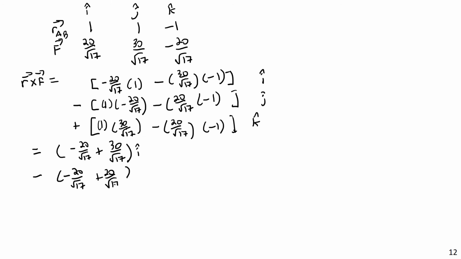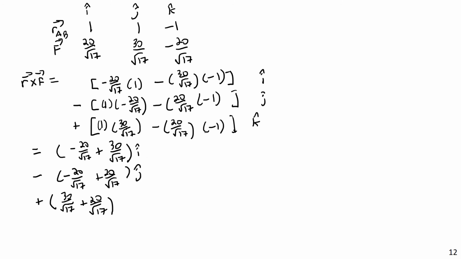So in this case, it looks like the j component will actually be 0. The final j component is going to be 0 because those two things will cancel out. And then plus 30 over root 17, 30 over root 17, and then plus 20 over root 17.